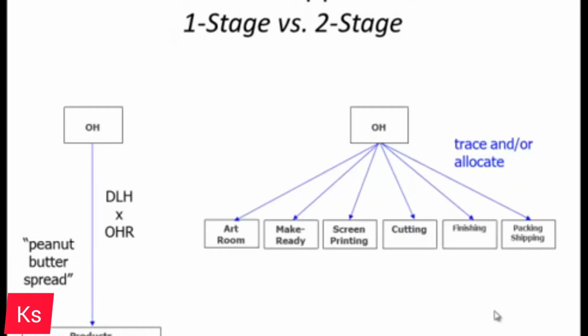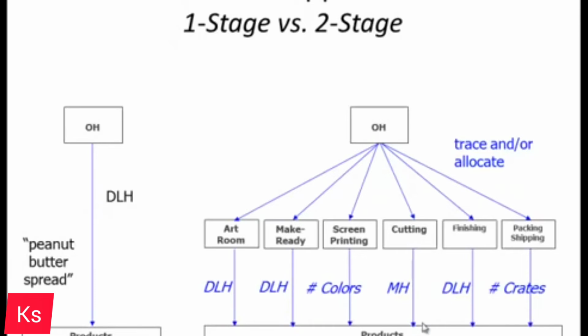So that is the first stage of the cost allocation system. In the second stage, we then allocate overhead from each of our departments down to our product. So look at what's happening here. Now, instead of having one overhead rate, we have 6 overhead rates. We have a different overhead rate for each of our different departments.